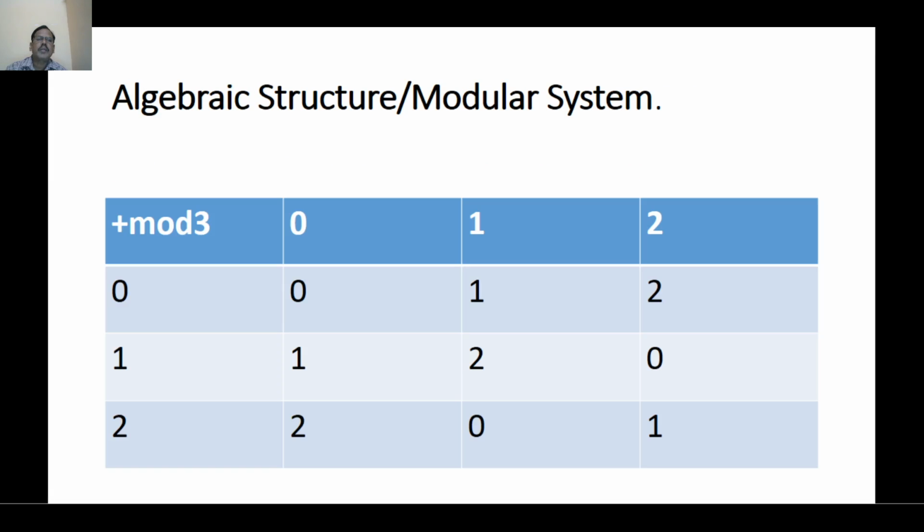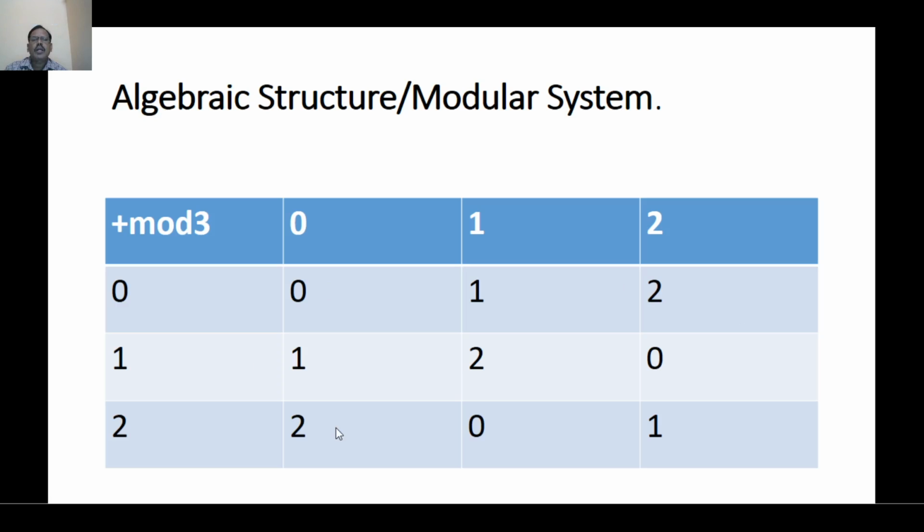So you come to the table. You observe that 0, 1, 2 and 0, 1, 2, and add them. 0 plus 0 is 0, this is 1, this is 2. Addition modulo 3. So this is 1, 1 plus 1 is 2, 1 plus 2 is 3, that is equal to 0. So you divide 3 by 3, you get remainder as 0. 2 plus 1 is once again 0. 2 plus 2 is 4, you divide 4 by 3, remainder is 1, therefore you put 1.